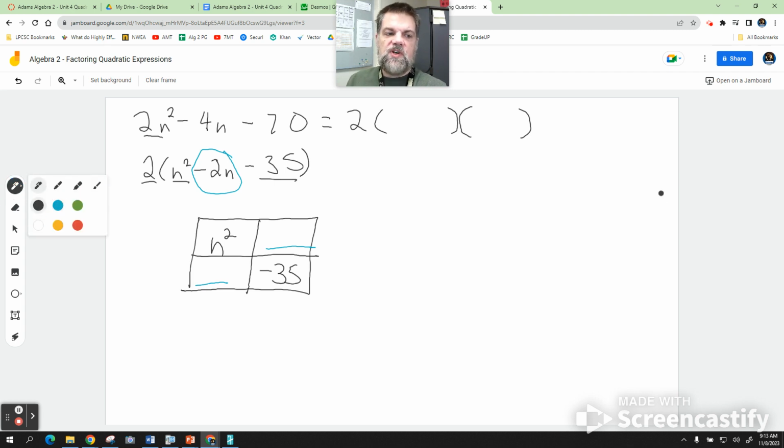So n squared is pretty easy. You're just going to do n times n. What two numbers will I multiply to get 35? 7 and 5. And then we have to decide which one's positive, which one's negative. Yeah, the 7 would need to be negative because that's how I end up with the negative 2 when I add these two up, right? So I end up with n minus 7 times the quantity n plus 5.